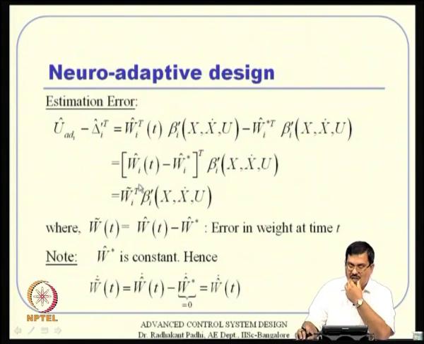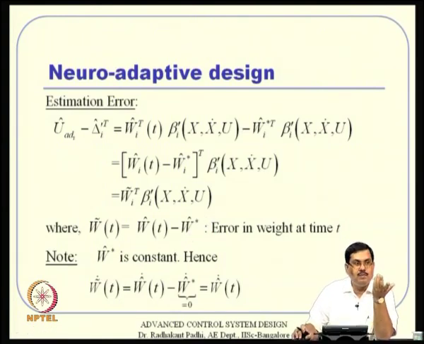Okay. So, this error that I am looking at here on the left hand side is nothing but the error in the weights of the network times the basis function. Also note that this W tilde, which is the error in the weight, is nothing but W hat minus W hat star, and this W hat star is a constant weight. So, this does not change with time, because that is the ideal weight, it never changes with time.